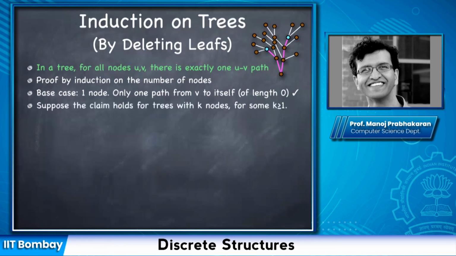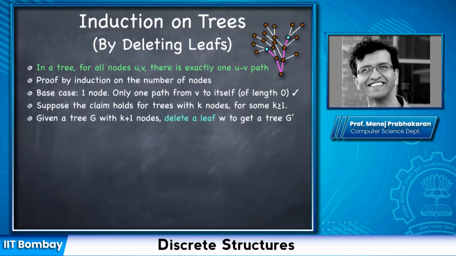Now suppose the claim holds for trees with exactly k nodes, for some k greater than or equal to 1, and we will prove that the claim holds for trees with k plus 1 nodes. So give me an arbitrary tree with k plus 1 nodes. I'm going to delete an arbitrary leaf W from that tree and get a new tree G prime.